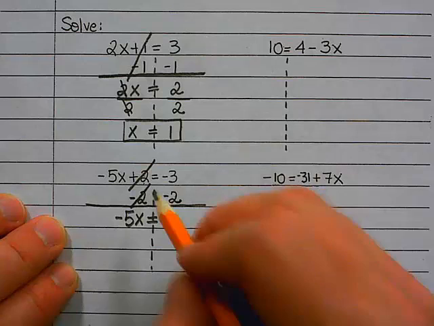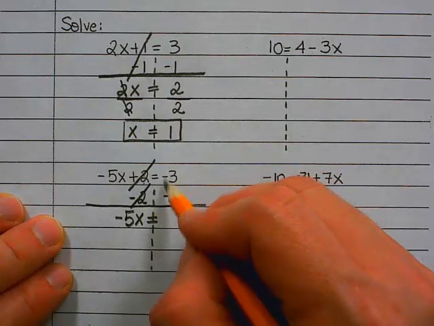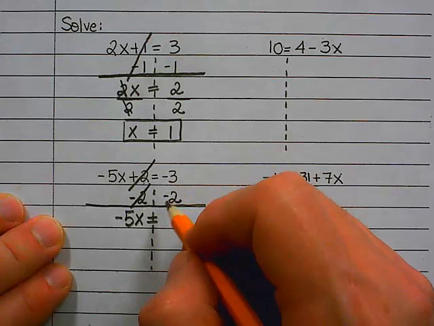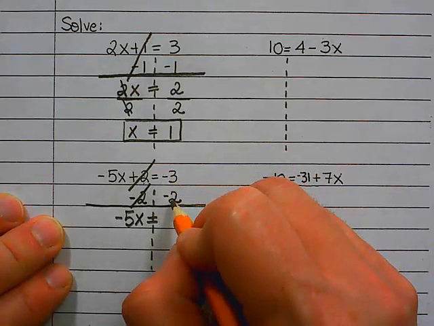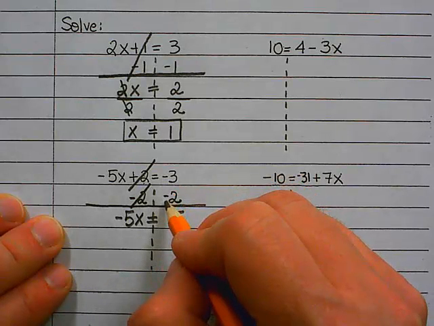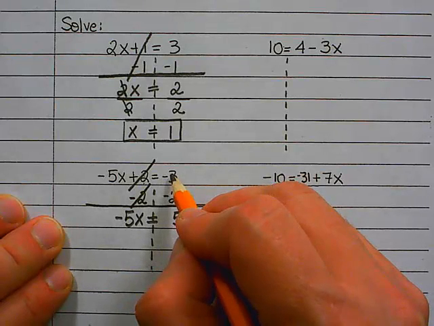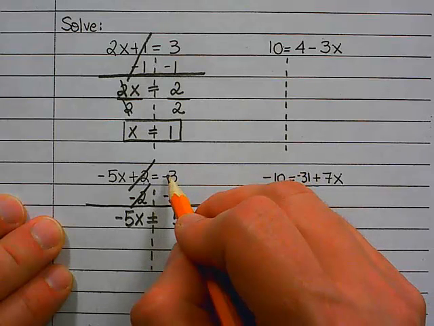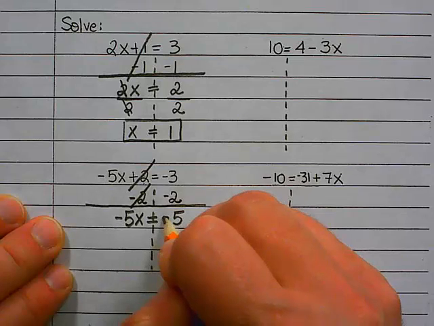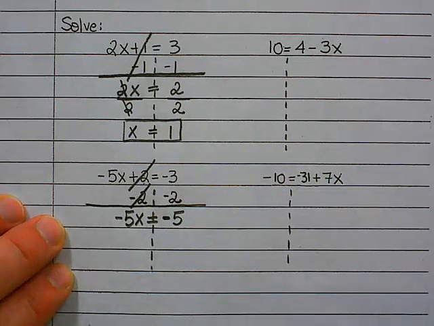Alright. On the other side, the signs are the same. So the rule says if the signs are the same, you add. So 3 plus 2 is 5. And is it going to be positive or negative? Well, the sign of the biggest number is negative because 3 is the biggest, so the answer would be negative. Alright.